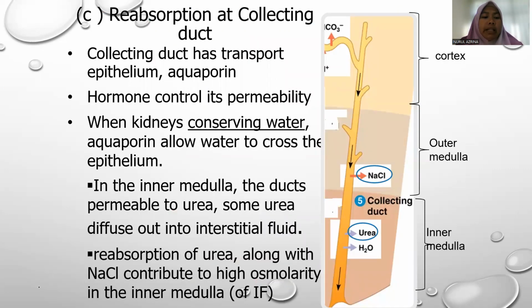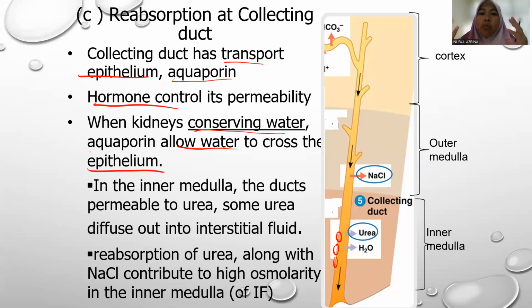Okay, now let's see what happened at the collecting duct. Reabsorption at the collecting duct. So the collecting duct has transport epithelium, right? And which has aquaporin. So meaning the collecting duct also does have aquaporin. Okay, contoh. Alright. So the reabsorption at the collecting duct is actually controlled by hormone. So hormone controls its permeability, ketelapan collecting duct, when the kidney is conserving water. Contoh apabila buah pinggang kita cuba berusaha untuk conserve water, nak jaga badan kita daripada kekurangan air, aquaporin will allow water to cross the epithelium.